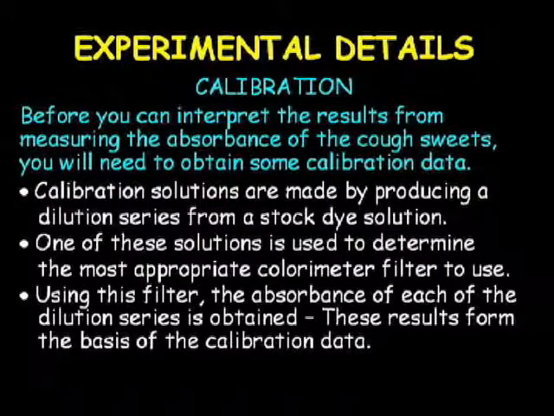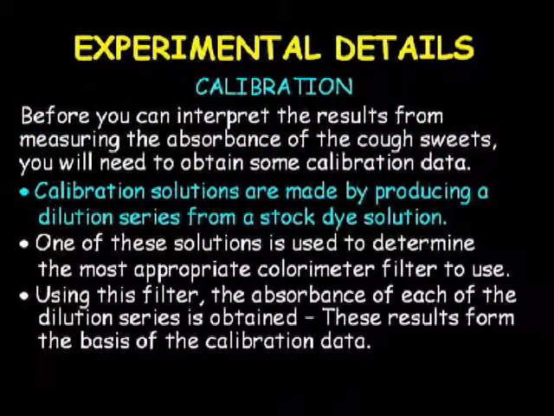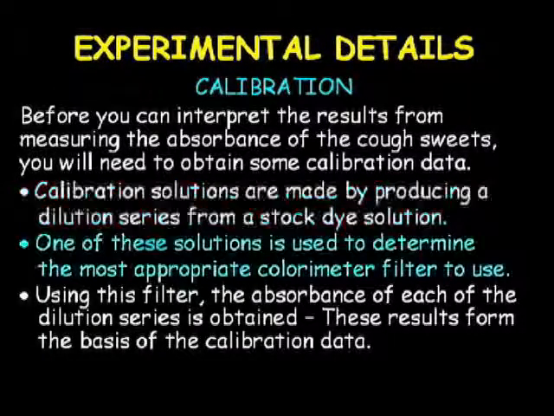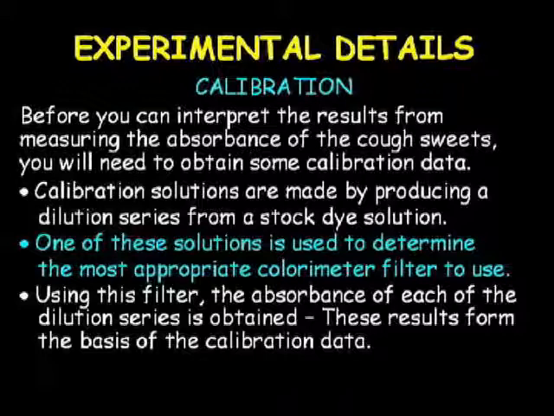The calibration solutions are made up by sequential dilution of a supplied stock dye solution. Before the practical, you should make sure you have viewed the sequential dilutions video, which also includes information on how to correctly use a safety bulb. The absorbance of the most concentrated of the sequential dilutions will then be measured using every filter available on the colorimeter. Again, make sure you have viewed the colorimeter video, which explains the operation of this instrument.